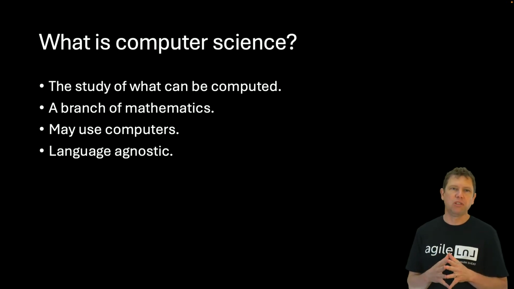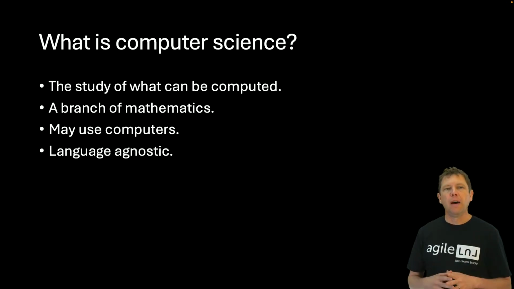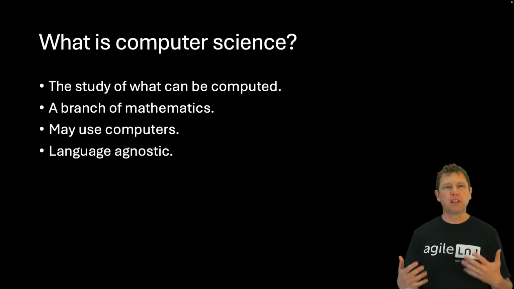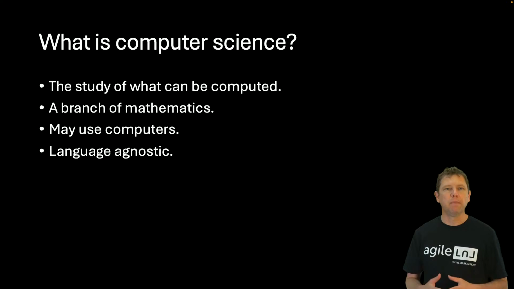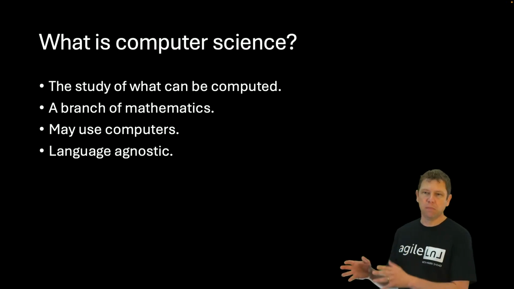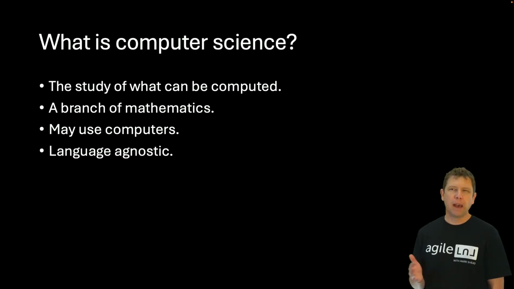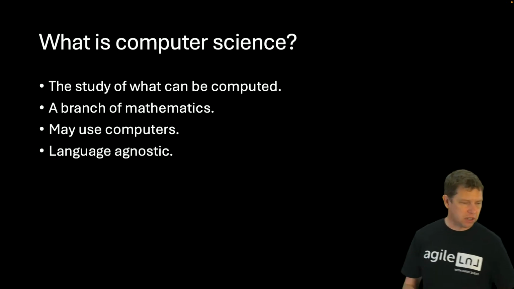Now, this gets convoluted sometimes. I've seen some junior colleges that use computer science to describe people learning how to use Microsoft Word. But generally, if you're at a university taking a computer science program, it's probably going to be focused on the branch of mathematics that has to do with what can be computed. Likely, you'll be learning some computer languages, but in a more language agnostic way.